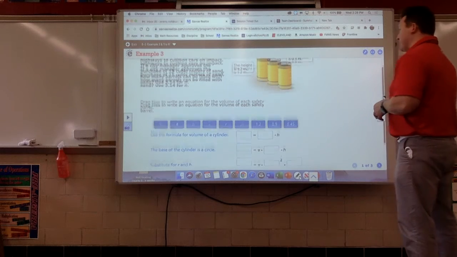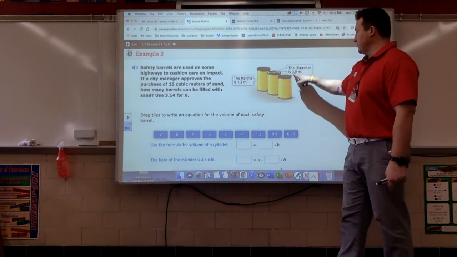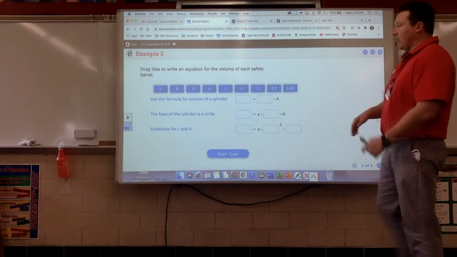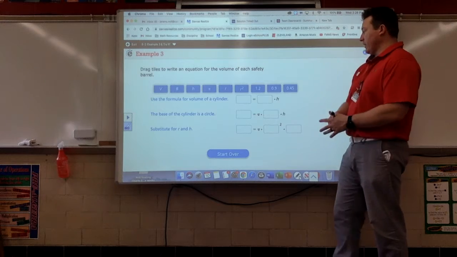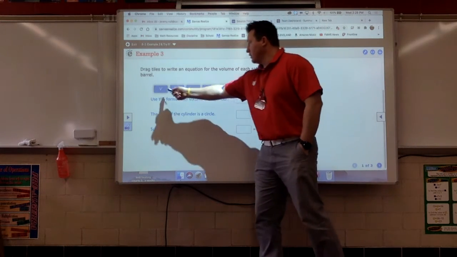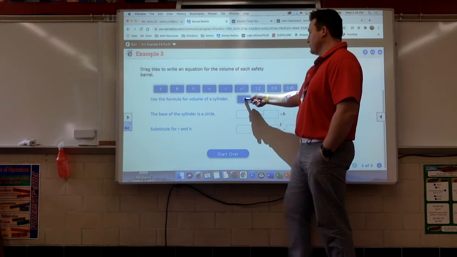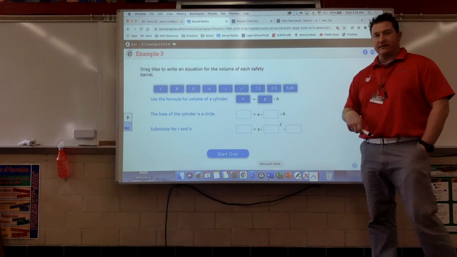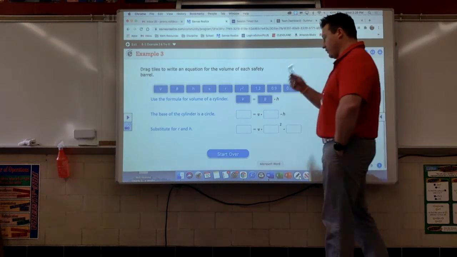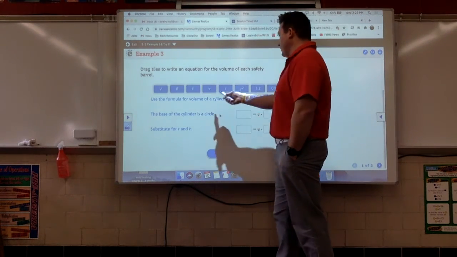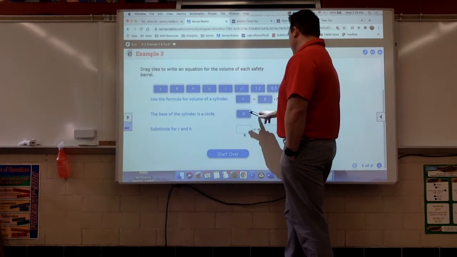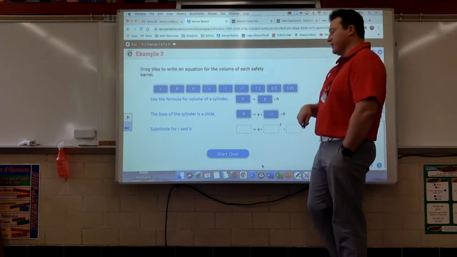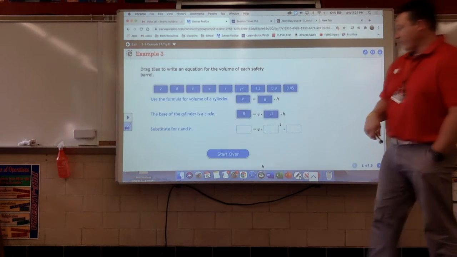So they've given us some dimensions. The diameter of a barrel is 0.9 meters. The height is 1.2 meters, all right? What are we going to do here, right? So the volume of a cylinder always is the area of the base times the height. The base is a circle. So if you want to say the base is equal to pi times what, guys? The radius squared times the height.